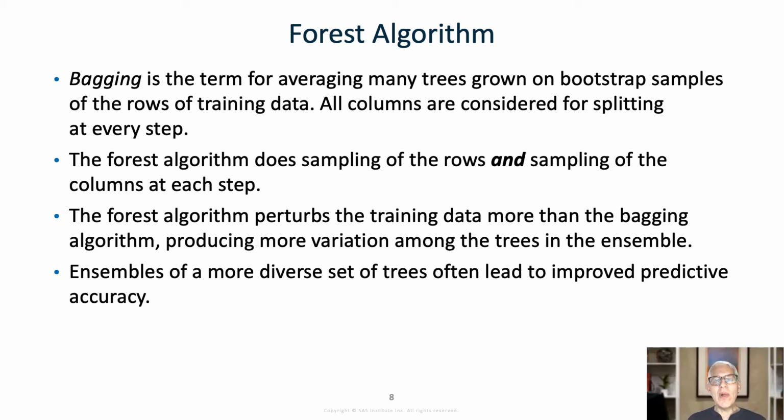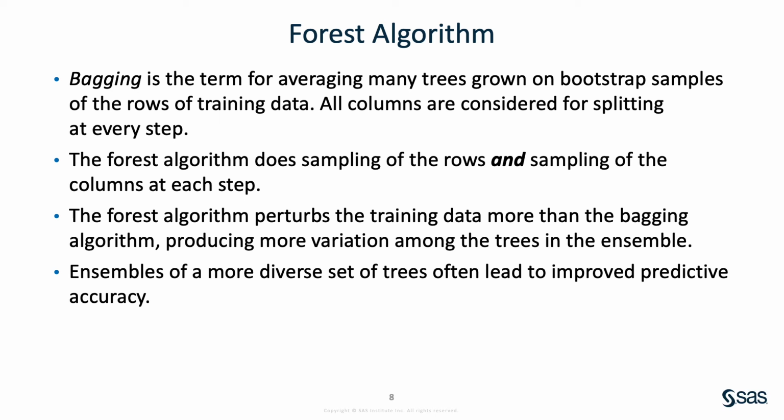Now, the whole idea here is the hope that if we have this much variability in the way that we sample when we create the tree, we're perturbing that training data. And that's going to work better than just doing a horizontal subset. It gives us a lot more variation in the trees in our ensemble. And the whole idea here is that if we have more diverse trees, that's going to give us better predictive accuracy. That's what we're looking for at the end of the day.